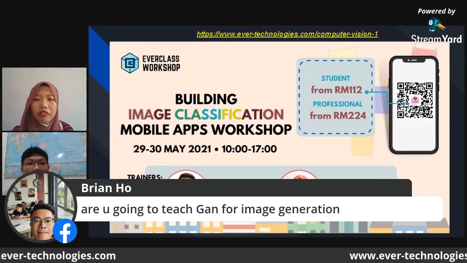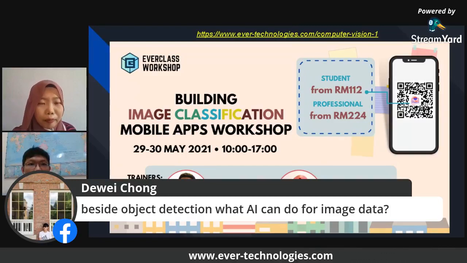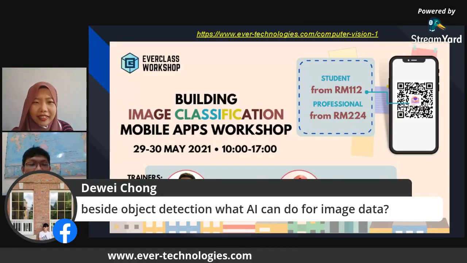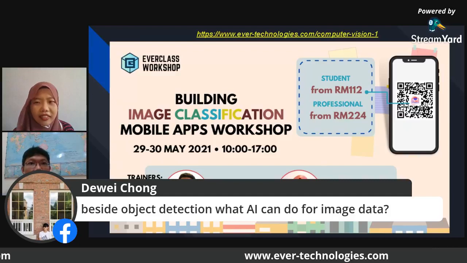Okay, we have another question from Wei Chong. Besides object detection, what AI can do for image data? Well, if you remember the three things that I explained at the beginning is image classification, object detection, and image segmentation. And it's like a stage by stage.